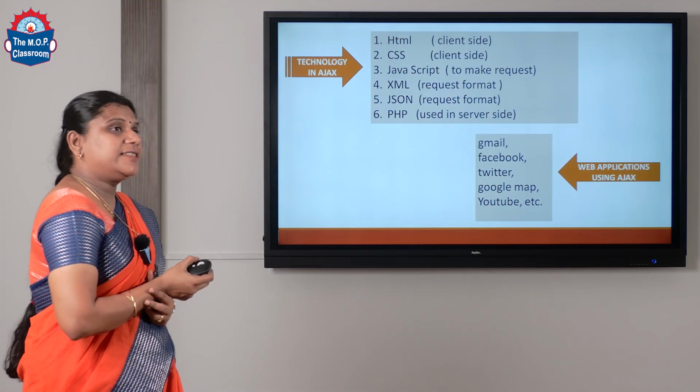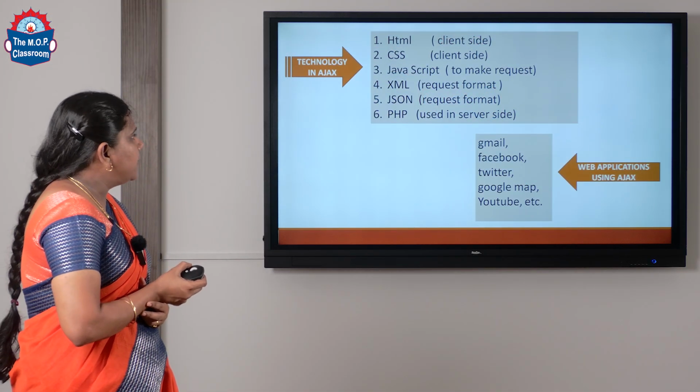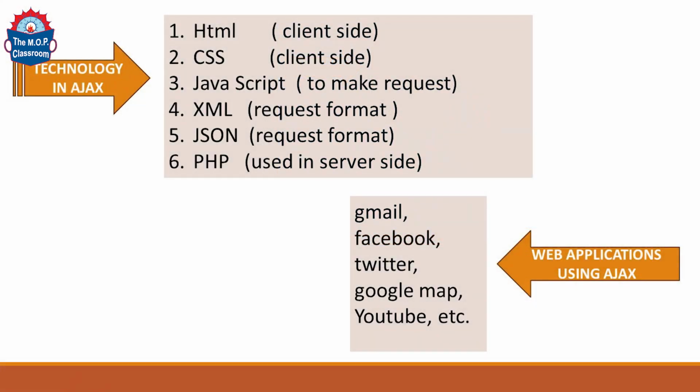The technologies used in AJAX are HTML and CSS, which are used on the client side. JavaScript is used to make the request. XML and JSON are used as a request format, and PHP is used on the server side. The web applications using AJAX are Gmail, Facebook, Twitter, Google Map, YouTube, etc.